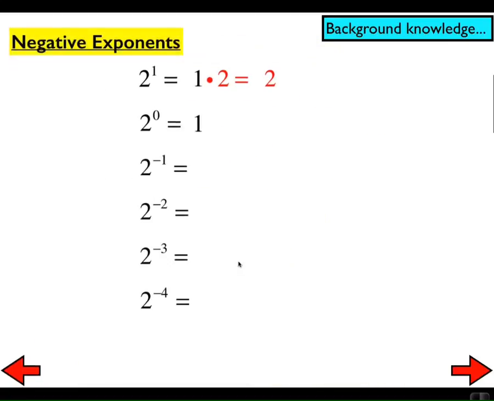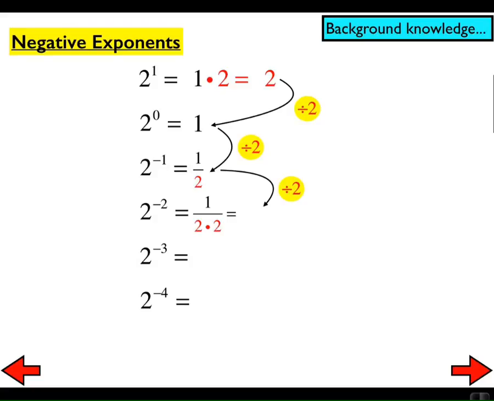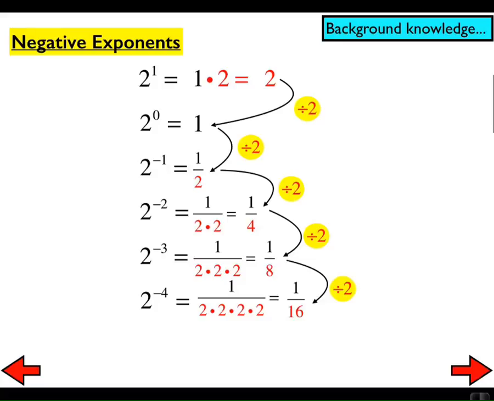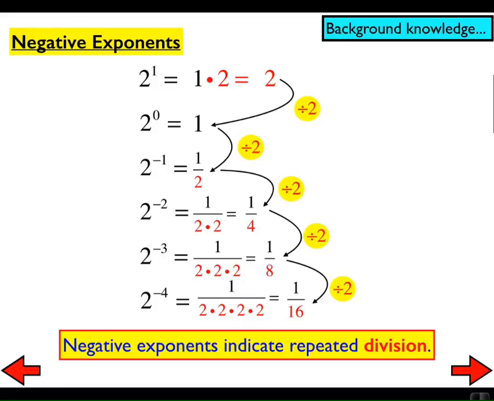So let's take a look here. Now, what about negative exponents? Okay, if I continue this pattern of dividing by 2, notice what happens. Now, 2 to the negative 1st is 1/2. 2 to the negative 2nd power is 1 over 2 times 2. Okay, divided by 2 again, I'm going to get 1 over 2 times 2 times 2, which is 1 over 8. One step again, I would get 1 over 2 repeated 4 times. So hopefully you see the pattern. Okay. Negative exponents indicate repeated division.